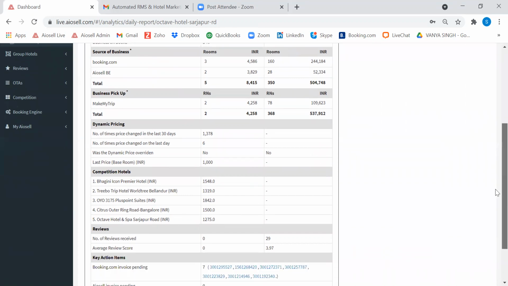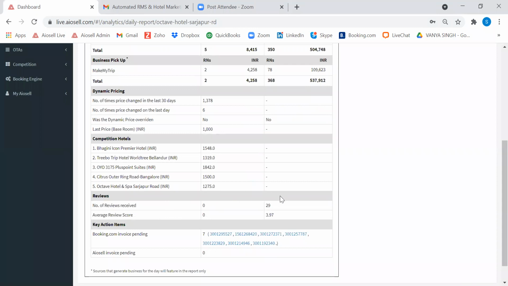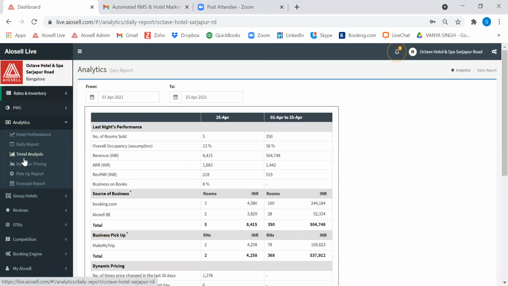We can also see if there were any customer reviews which were received and what was the average score of that review, as well as if there are any booking.com invoices which are pending. This can come to your email so that it's a reminder for you to make timely payments. So that's the daily report.